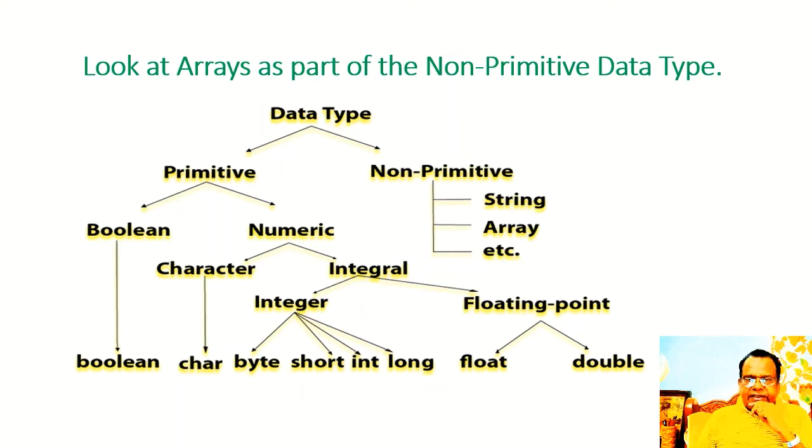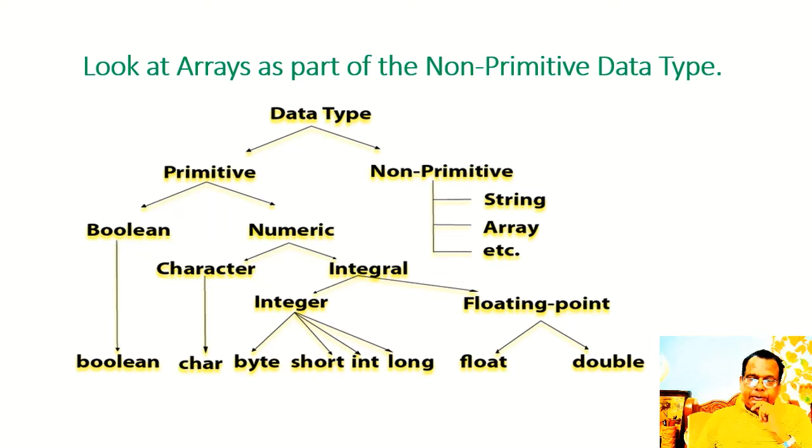Look at arrays as part of the non-primitive data type. Actually, array is a non-primitive data type. Data types in general can be divided into 2 parts: one is primitive, the other is non-primitive. In non-primitive, we have string as well as array, etc. So keep in mind, array is a non-primitive data type.